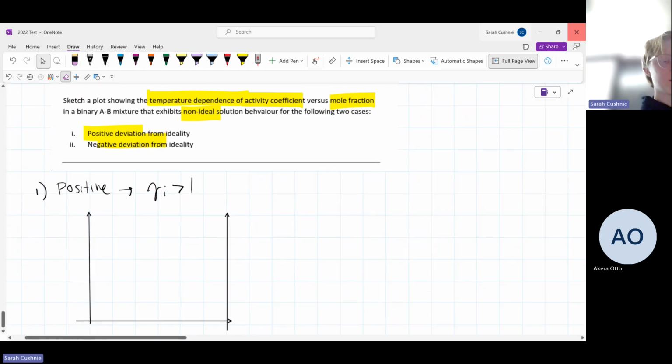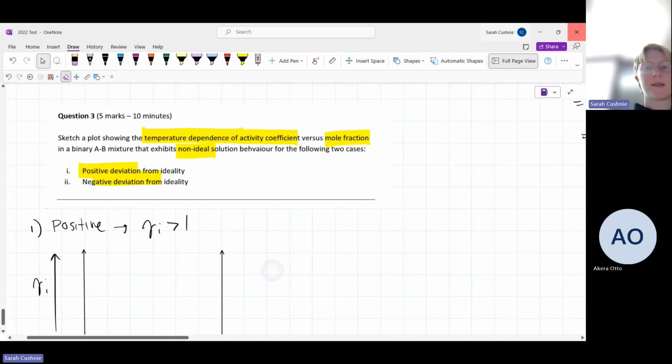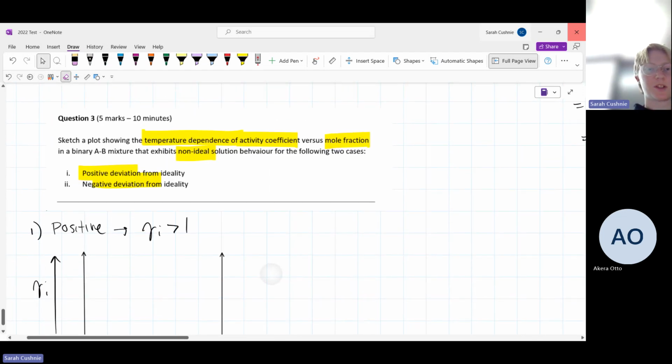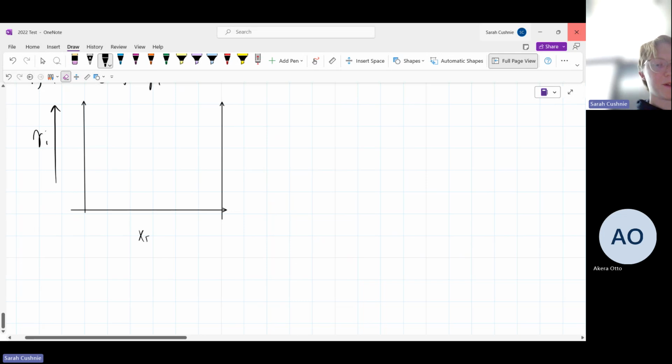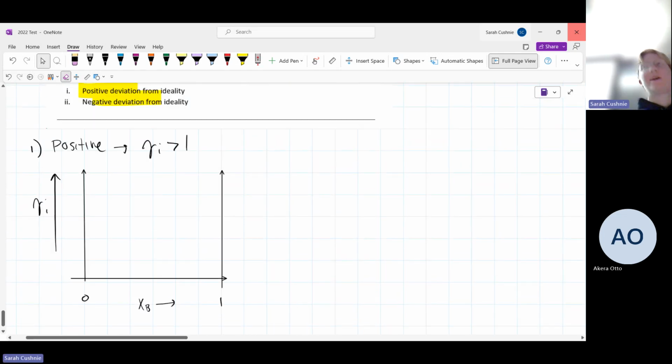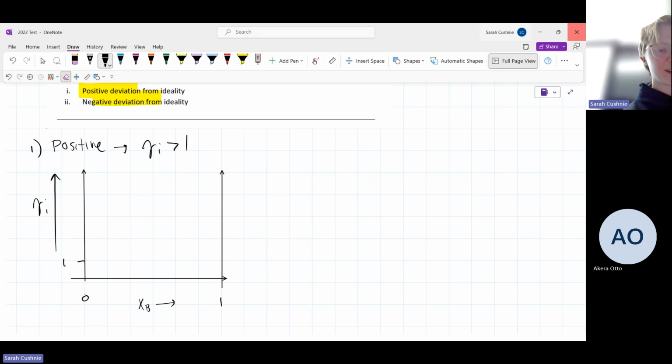Our y-axis is going to be gamma i, increasing upward. And our x-axis is going to be mole fraction. I'm going to call this xb, going from 0 to 1. Now I'm just going to try and get a few values here. Because it's positive deviation, gamma has to be bigger than 1. So I'm going to say this value right here is 1, draw a little dotted line, and keep in mind that everything has to be above that.